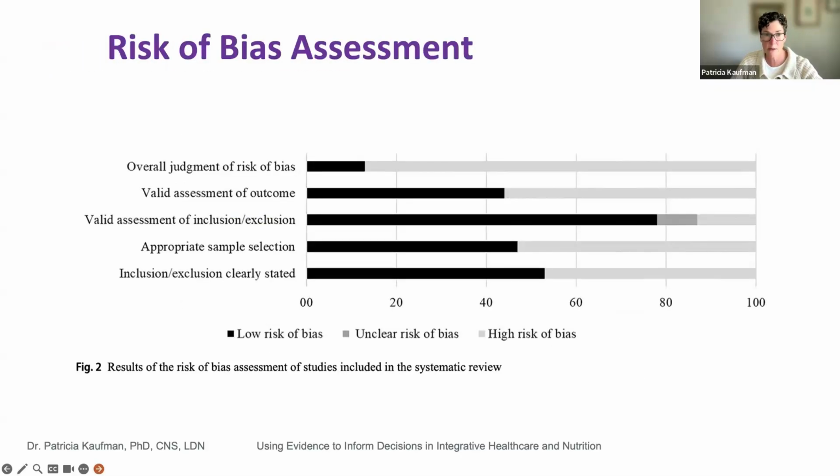There's the risk of bias that I talked about. You're evaluating all the studies in your systematic review that met your criteria, and then you're doing a risk of bias assessment. How valid is the assessment of the outcome, the assessment of the inclusion and exclusion? There are tools for you to do this. You can see the black is low risk, and the darker or the lighter gray, up on the top, you can see there's a high risk of bias.